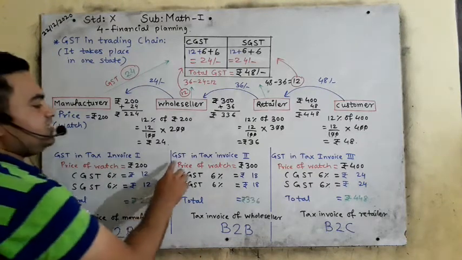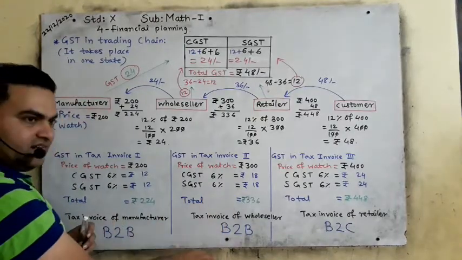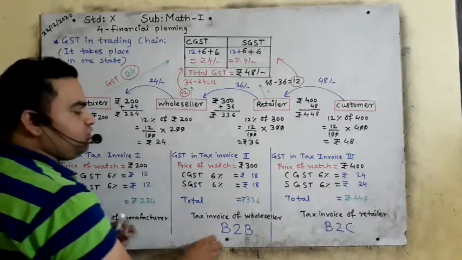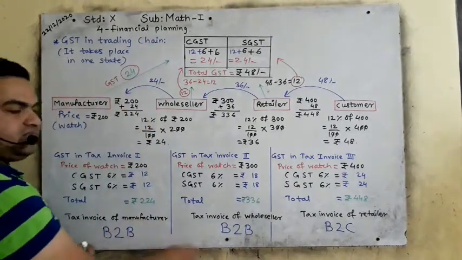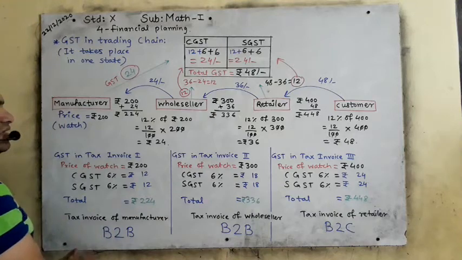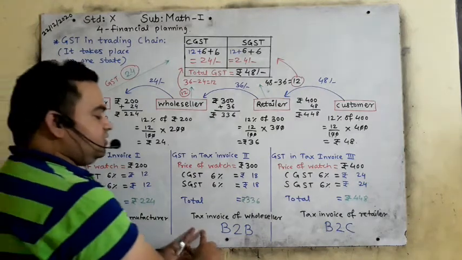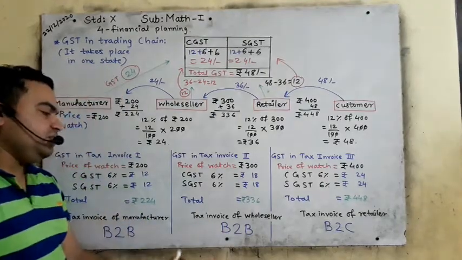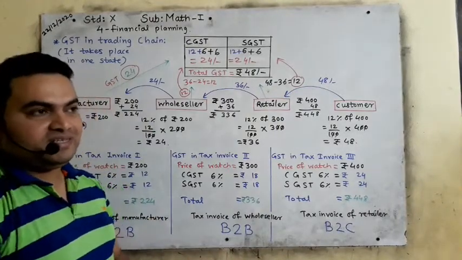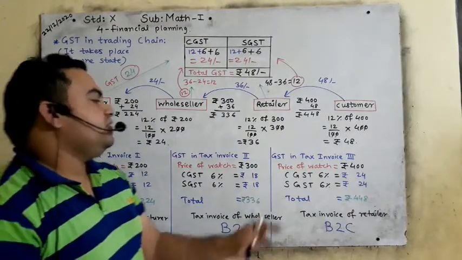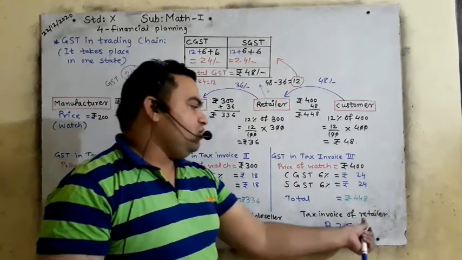Now can you see GST and tax invoice second? That is the tax invoice of the wholesaler, who will make an invoice for the retailer, so that is called business to business. When the manufacturer is making an invoice for the wholesaler, that is business to business trading. When the wholesaler is making the invoice for the retailer, that is also called a business to business invoice or trading.